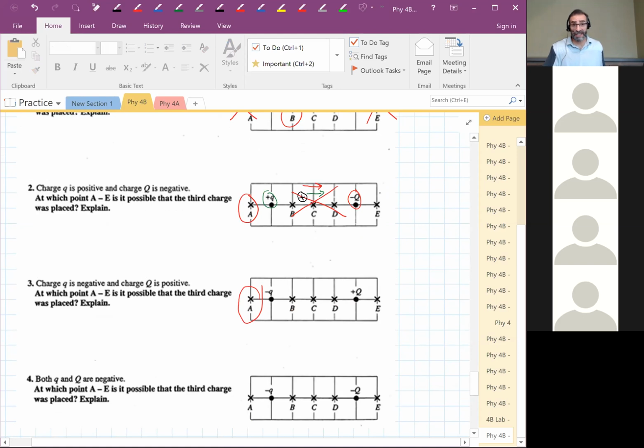And the last one, we're going to change both of these to negative. The small charge is negative. The large charge is negative. So we have to be in between now, and we have to be closer to the smaller one. So B.